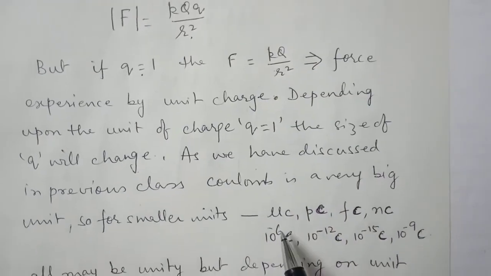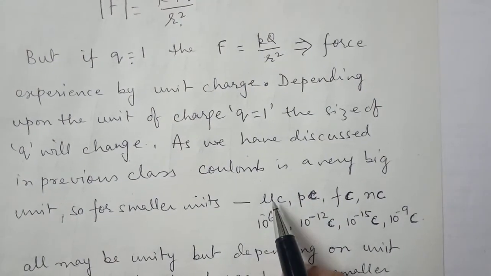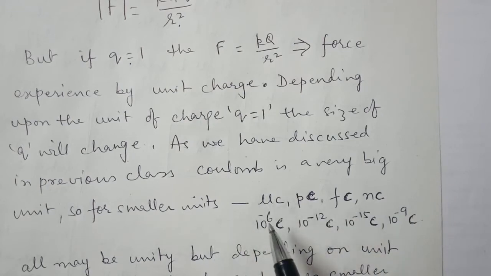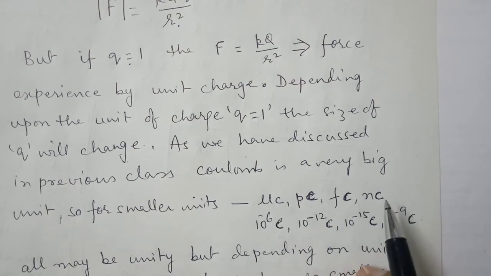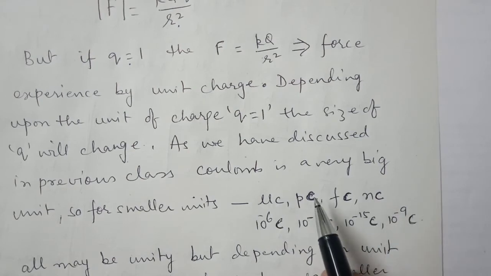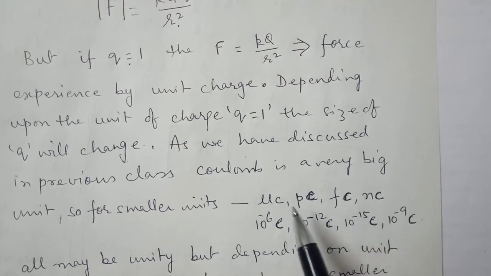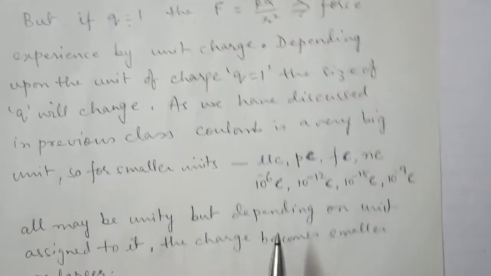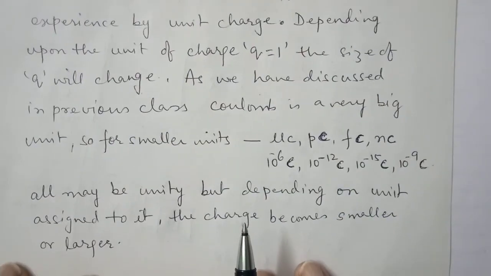For that we have millicoulomb, microcoulomb, nanocoulomb, picocoulomb, femtocoulomb. Milli is 10 to the power minus 3, micro is 10 to the power minus 6, nano is 10 to the power minus 9, pico is 10 to the power minus 12, femto is 10 to the power minus 15. That means as I go on gradually reducing the unit, the charge becomes smaller and smaller. Maybe I take the magnitude same as unity only.